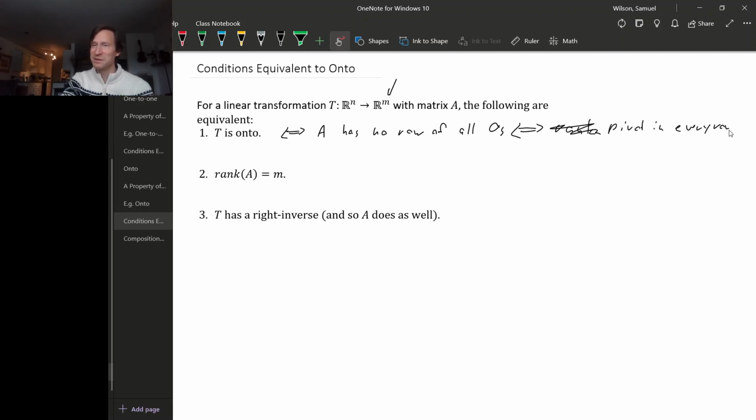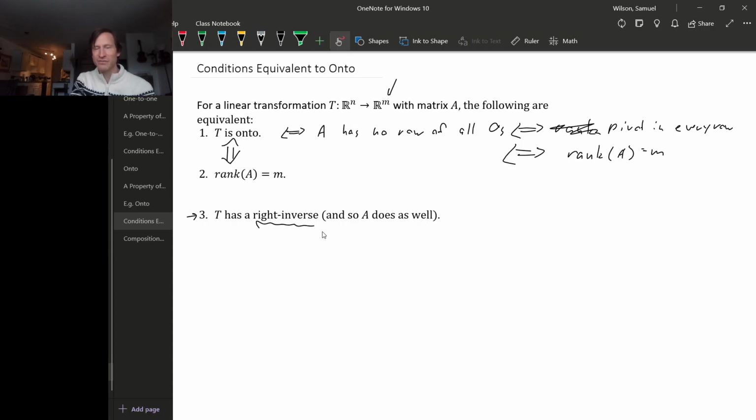There doesn't have to be a pivot in every column, actually, but there's a pivot in every row. But if there are m rows, then that means that the rank of A is m. Right? And all of these things are if and only if statements, so they go forwards and backwards, so that means these two are equivalent. All right, so really it's this last one that's tricky. So it turns out that T is onto if and only if T has a right inverse.